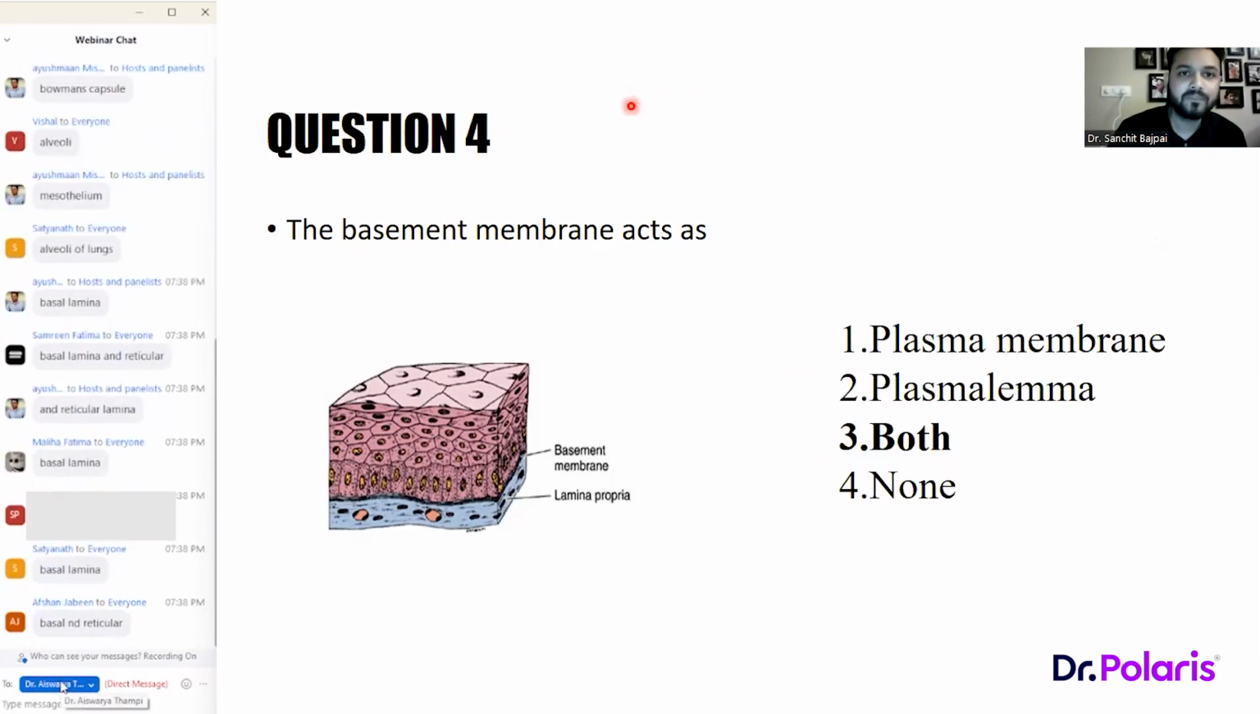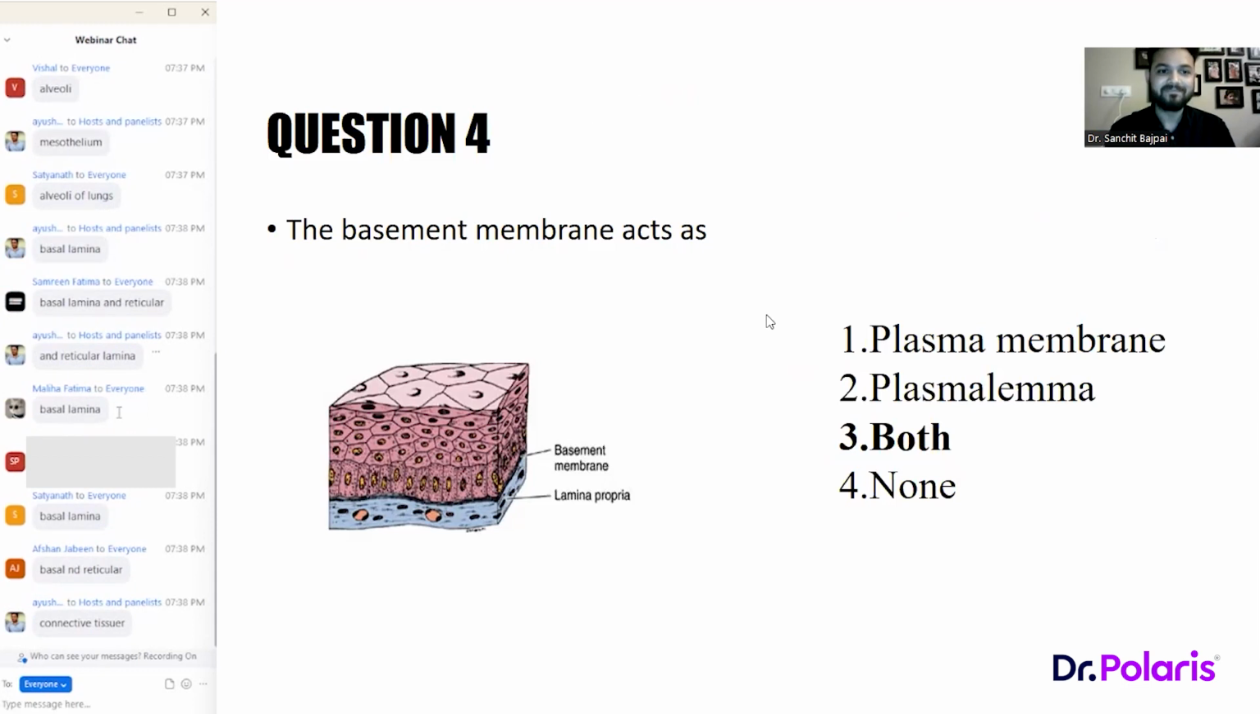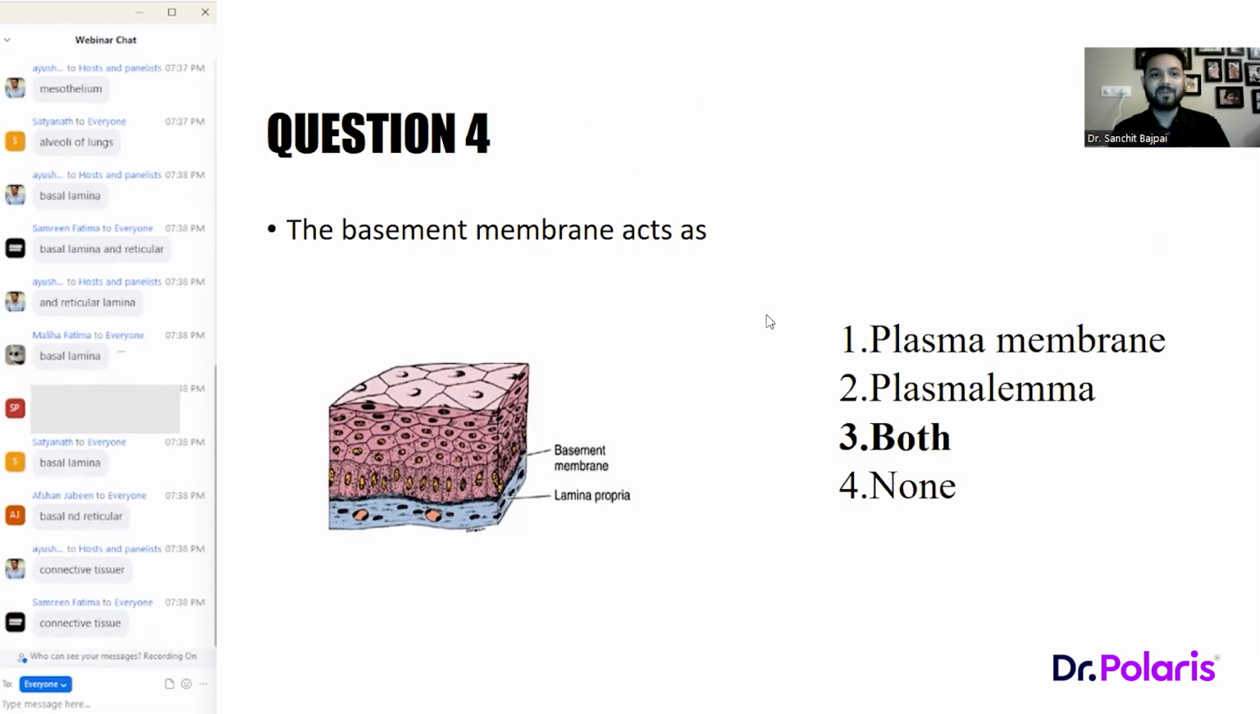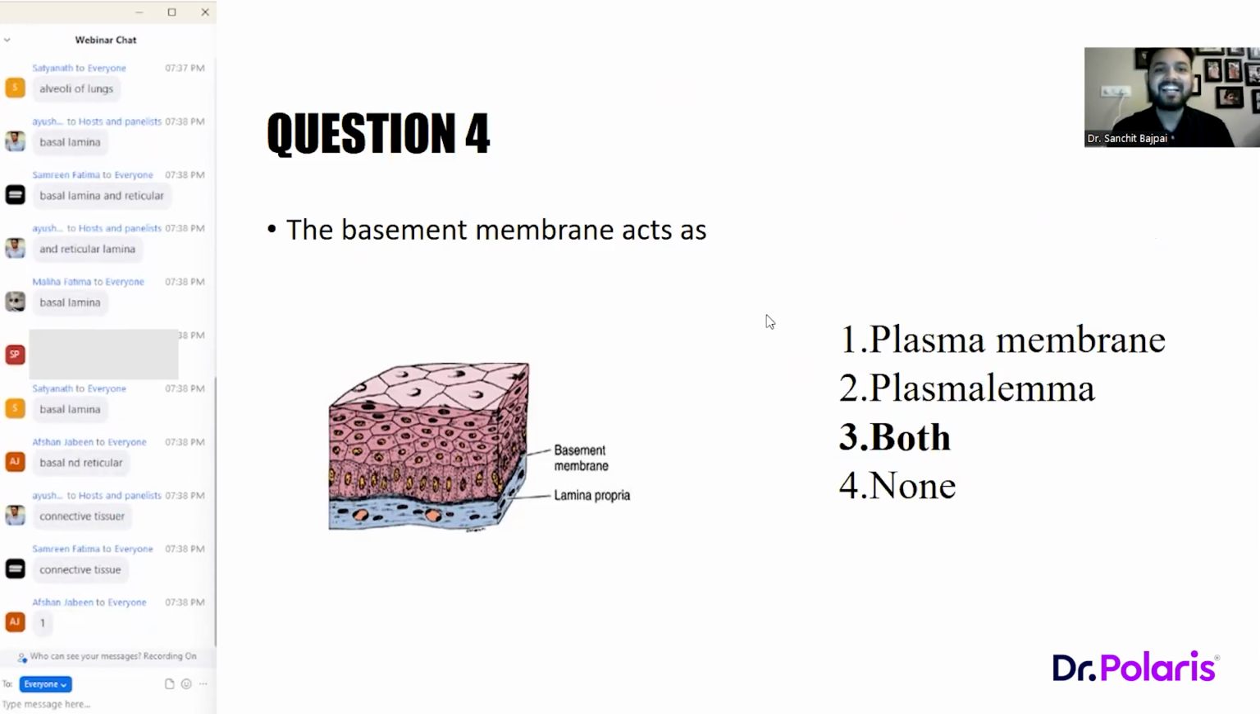Okay, so the basement membrane acts as... can anyone just tell me what is beneath the basement membrane? What is that thing that is present beneath the basement membrane? Correct, Ayushman is fast, fastest finger first. Connective tissue is the right answer, right? So I'm just showing you, and what exactly is the question behind it? I'm asking you that.